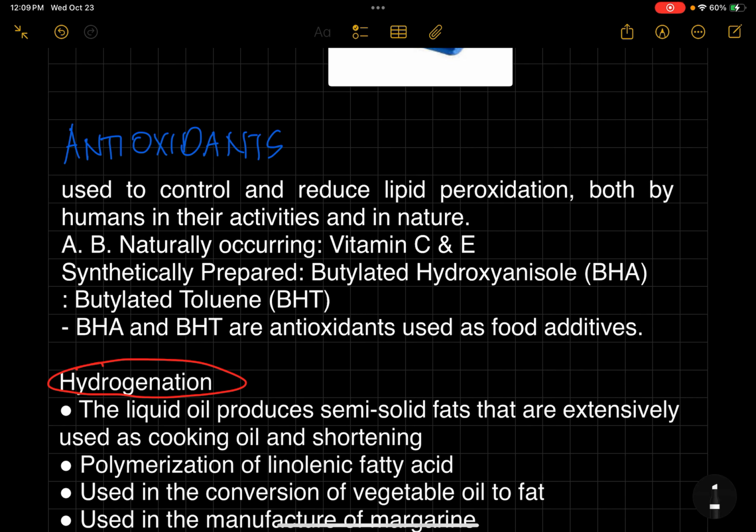Antioxidants. Antioxidants are used to control and reduce lipid peroxidation, both by humans and their activities and in nature. So, naturally occurring vitamin C and E ang aton mga antioxidants, and synthetically prepared ang mga BHA, BHT, no? So, what is BHA? Butylated hydroxyanisole, sorry. And we have BHT, which is butylated hydroxytoluene. So the BHA and the BHT are antioxidants used as food additives.